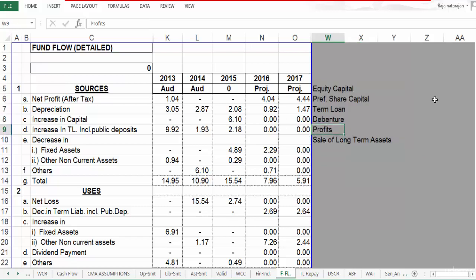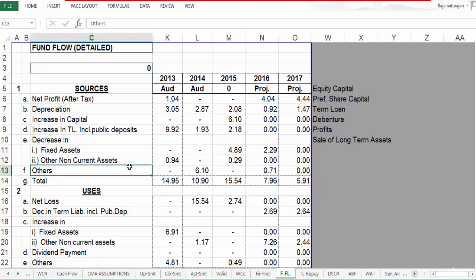And when I say profit, I mean the cash profit. It means I have to adjust for non-cash items which were considered while arriving at the profit. Okay, so that's all captured in this format. If you notice here, you have various sources, and in that the first two items, that is net profit after tax and depreciation, they basically take care of your cash profit. Then if there is any increase in capital, that is captured here. If there is any increase in term loans, that is captured here. If there is any sale of asset, which is a source, that has been captured. If there is any sale of other non-current asset, that is captured here, and any other sources will be captured here.